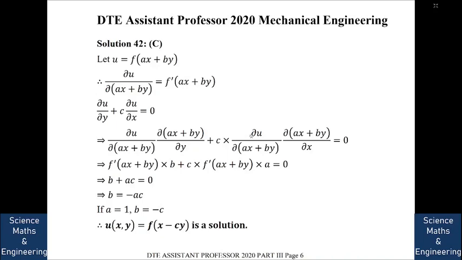Now if f dash of (ax plus by) is not equal to 0, then b plus ac is equal to 0, which implies b is equal to minus ac. Now if a is equal to 1, then b becomes minus c. So our u of (x,y) is equal to f of (x minus cy), and it is a solution. So u we considered as f of (ax plus by), a we were considering 1, and b we get as minus c. So it becomes x minus cy.